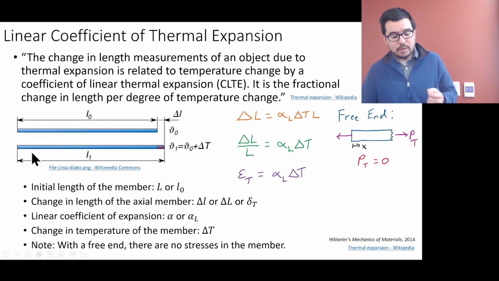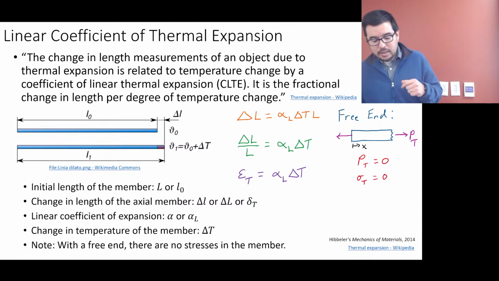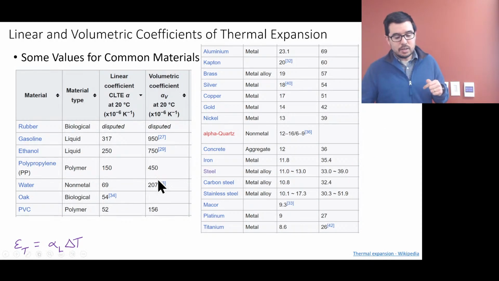And the strain is, again, a unitless quantity, and it can be acting at any location along here. It's going to be a constant value along the length of the bar. Now, here are some linear and volumetric coefficients of thermal expansion.